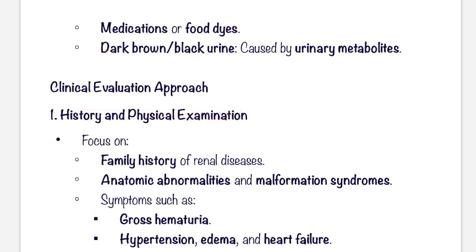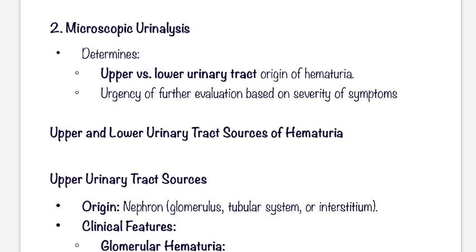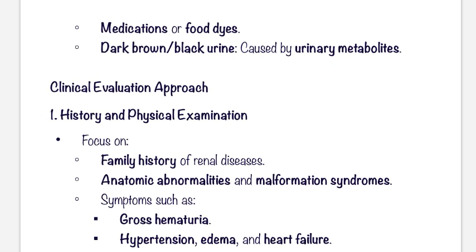So first you will take a focused history of everything, like family history, anatomical abnormalities and gross symptoms, that is clear. And second, you will do microscopic urine analysis. So for approach, just remember, we'll do a simple thing: history and urine examination. So these two things we will do.